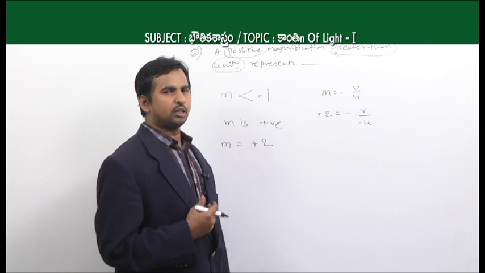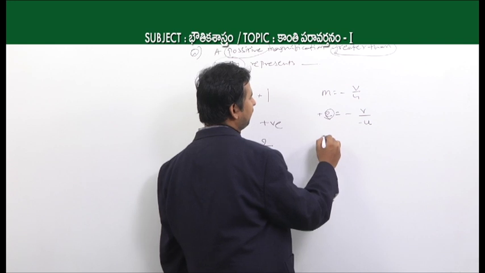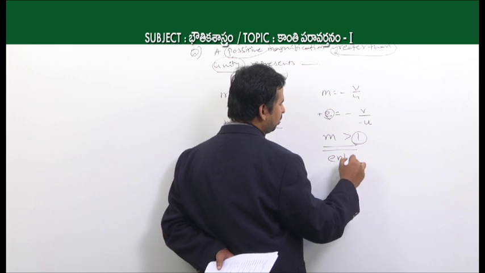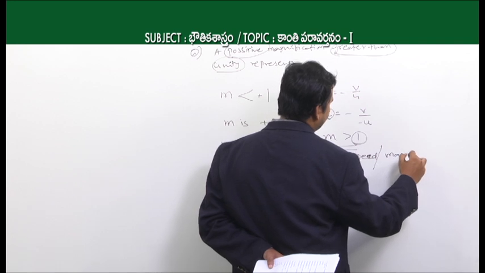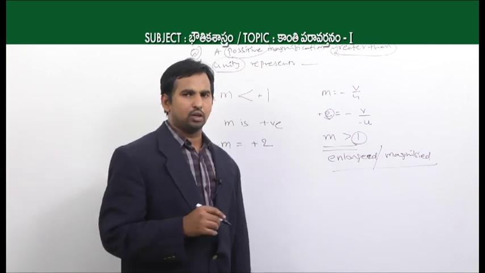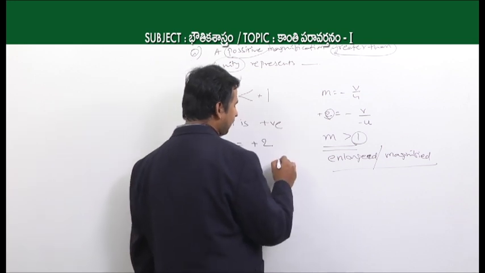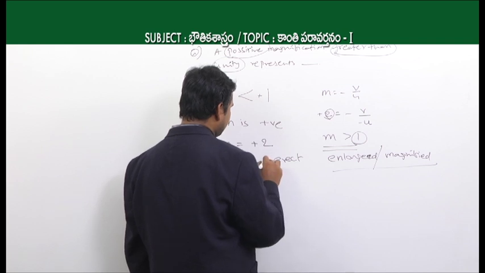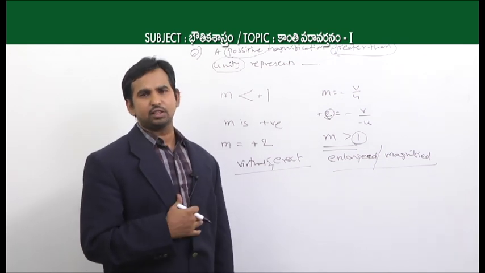Whereas if m value is greater than 1, then it always represents an enlarged or magnified image. Now, m greater than 1 means enlarged or magnified, and since the m value is positive, the image is virtual and erect, and an enlarged image is formed. That is its meaning here.